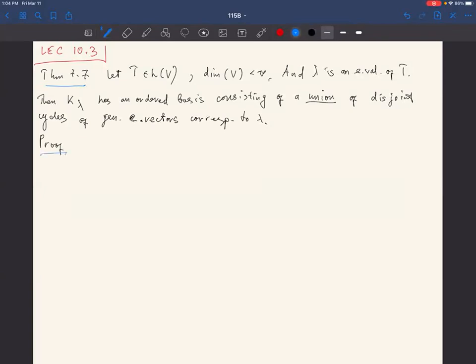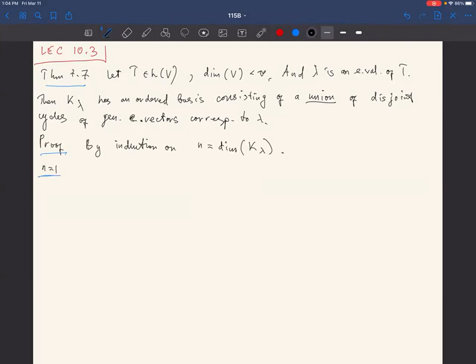So for the proof, it's natural to proceed by induction on the dimension of K lambda. So we will argue by induction on n, which we take to be the dimension of K lambda. Okay, so the dimension of the generalized eigenspace corresponding to the eigenvalue lambda. The base case is n equals 1. Okay, this is the base case.